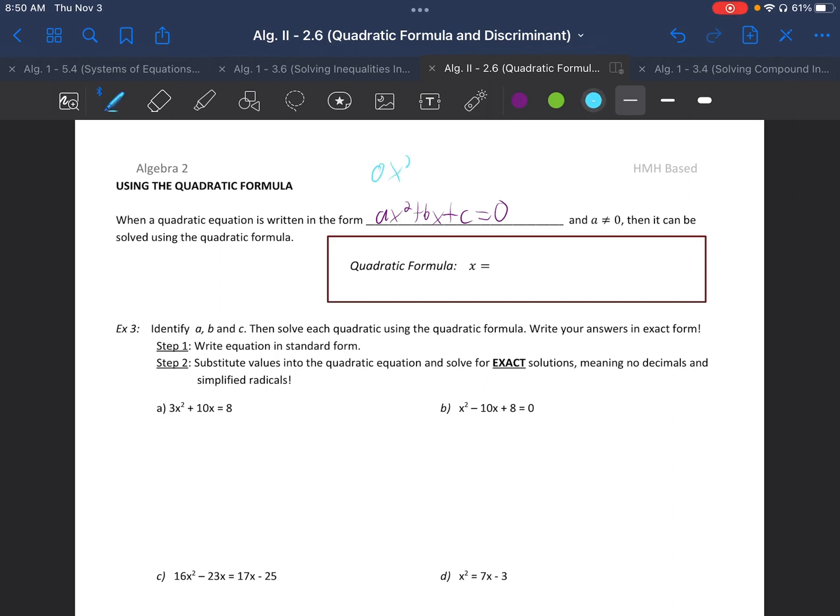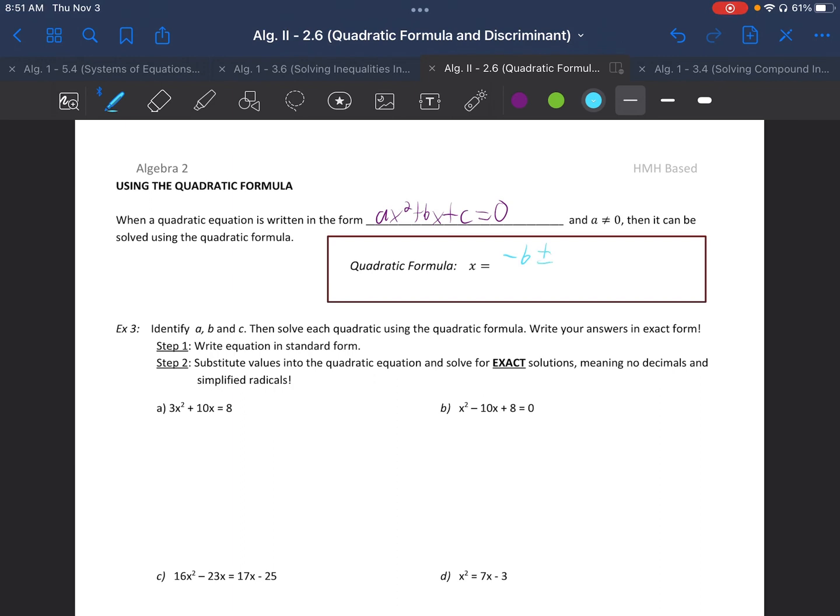And a is not 0. What that means is, if a was 0, it would be 0x squared, which would just be 0. So you wouldn't have an x squared. AKA, as long as you have some sort of x squared, you're good. And then we can solve it using the quadratic formula.